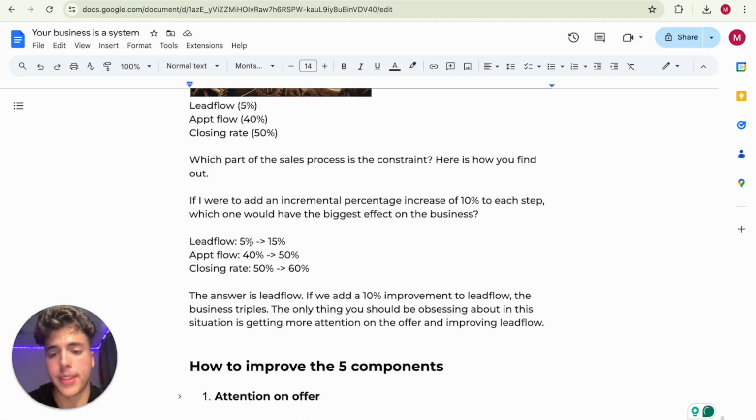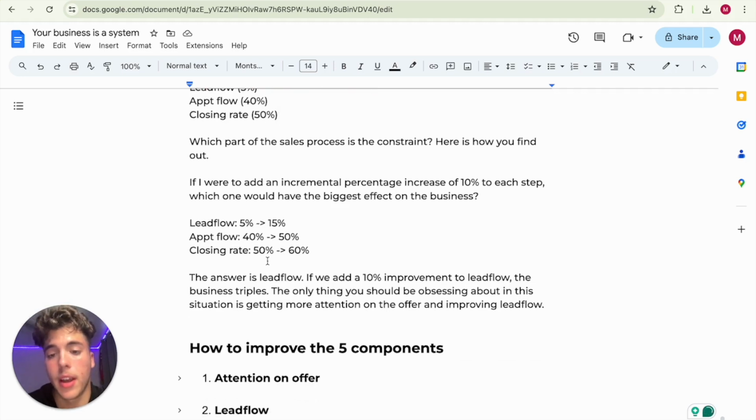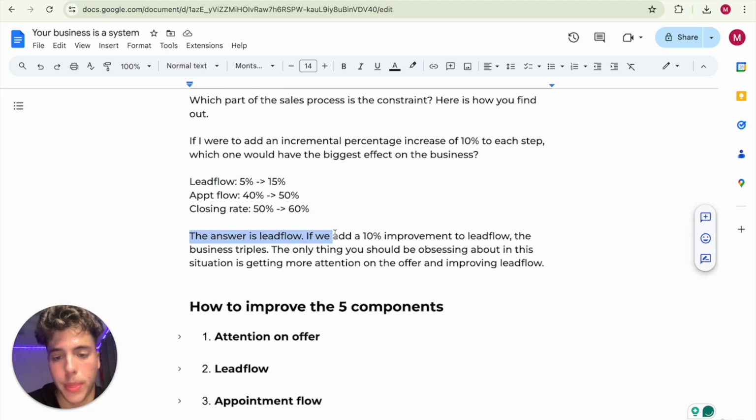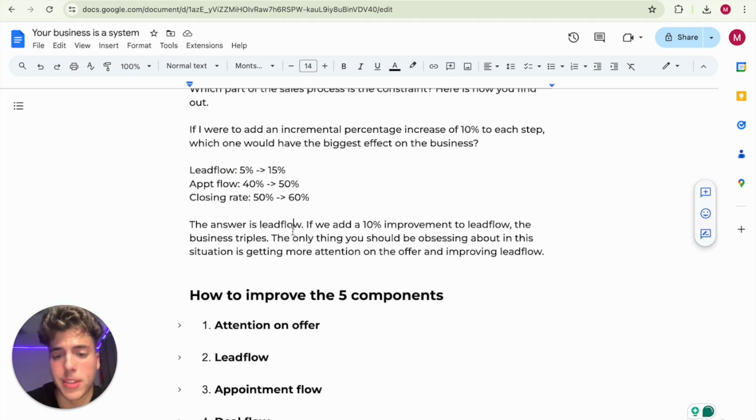Well, if we increase lead flow from 5% to 15%, appointment flow from 40% to 50%, and closing rate from 50% to 60%, you're increasing lead flow 3x. Okay, so you're increasing lead flow by 3 multiples over, which means that the answer is lead flow. Okay, because if we add 10% to each one, and lead flow is increasing by 3 times, as opposed to these ones which aren't increasing as much, then the answer is lead flow, because the business triples.